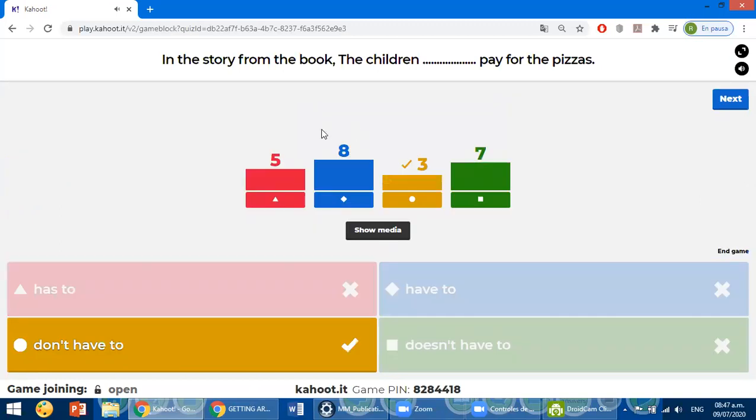You forget the story. In the story from the last class, the children don't have to pay for the pizzas because the pizzas were free. And the children's order was the 100th order. So the pizzas were free, and they don't have to pay for that. Okay?